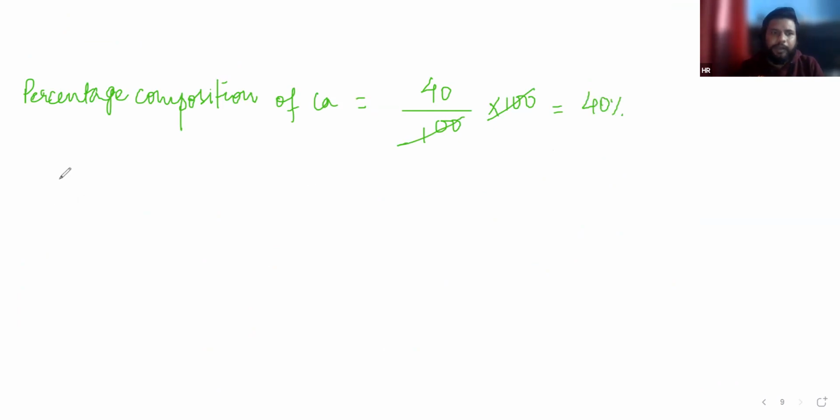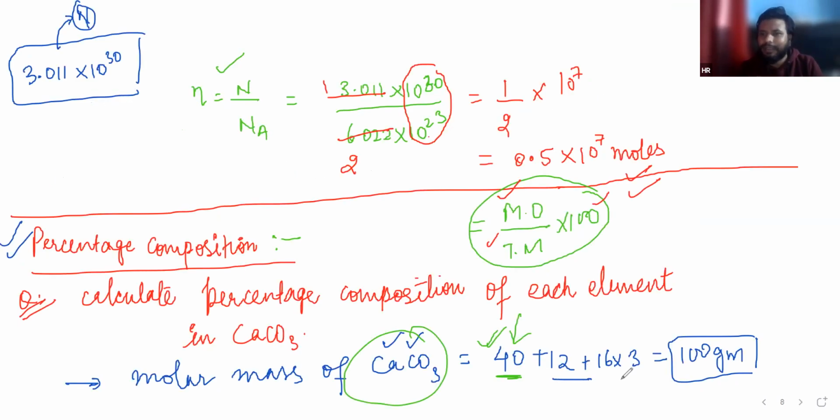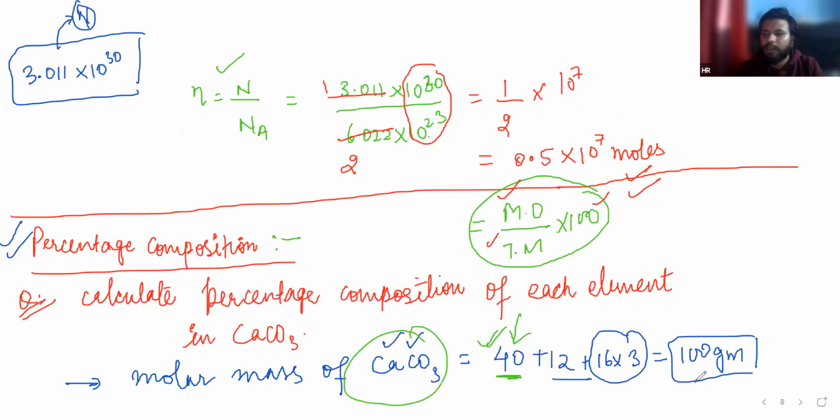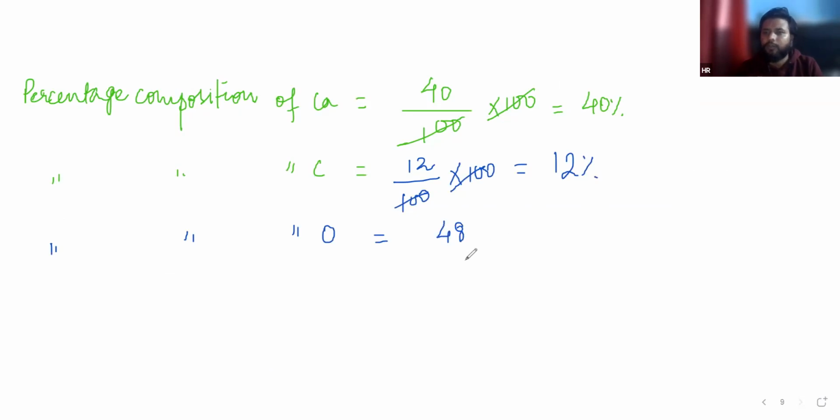If we need to calculate the percentage composition of carbon, we just need to see how much gram of carbon is present in CaCO3, that is 12, and 12 out of the total mass of the compound, that is 100, and for percent we multiply it by 100, and you will get 12%. For the percentage composition of oxygen, how much gram of oxygen is present? 16 into 3, that is 48 gram. And what is the molar mass of the compound?